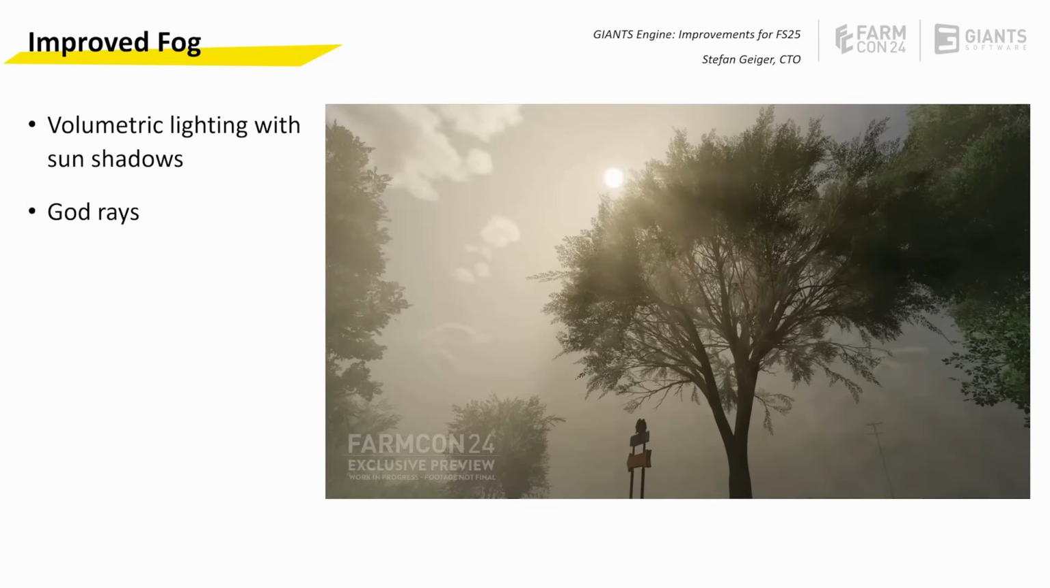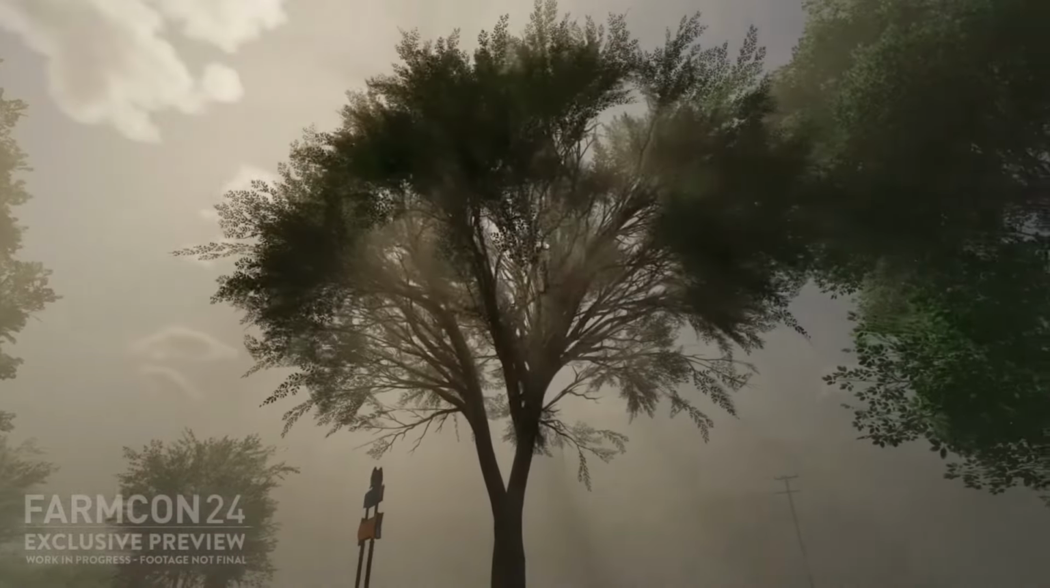Now for the next couple of details, we have volumetric lighting with sun shadows and God rays, which basically means the sunlight will make the fog brighter in places, while the shaded areas will be darker. Then the God rays allow for rays of light to shine through trees and other things. And we can see how that looks in these clips.